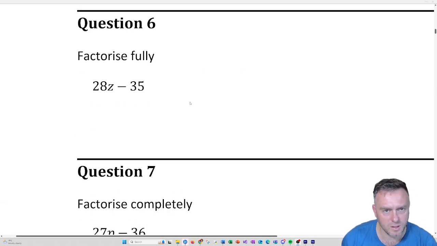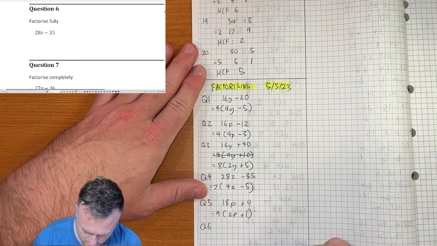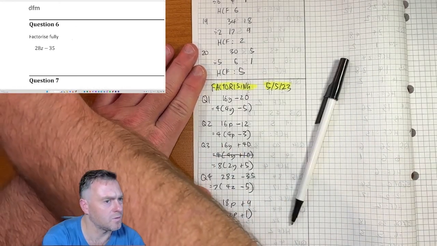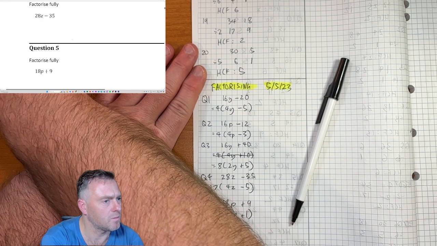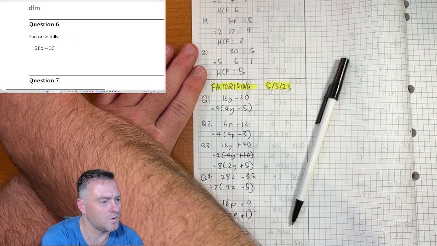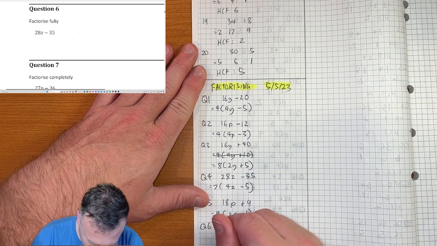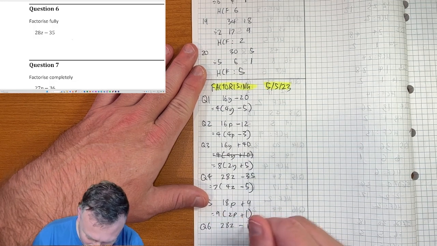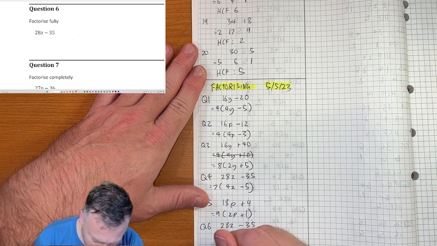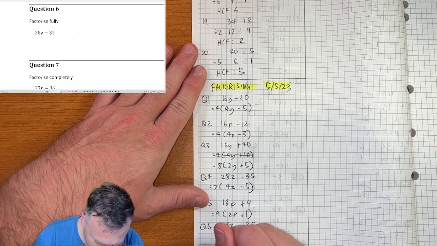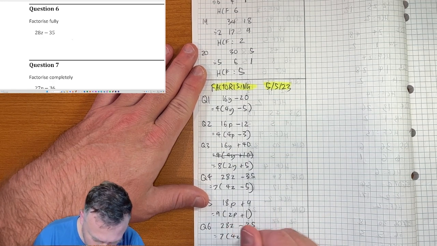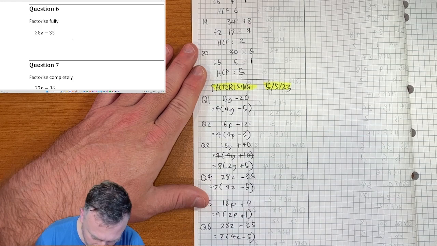28z minus 35. So the same as 5. 28z minus 35. Bonus question, just to see if we got it. So 28z minus 35. We can divide both of those by 7. So take a 7 out the front. 4z minus 5. Done.